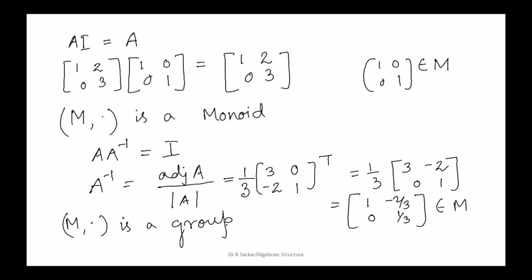Next, we have to check whether the commutative property is satisfied or not. To check that, we have to see whether AB equals BA. AB is already found. AB is [4, 17; 0, 18]. Now let us find BA.